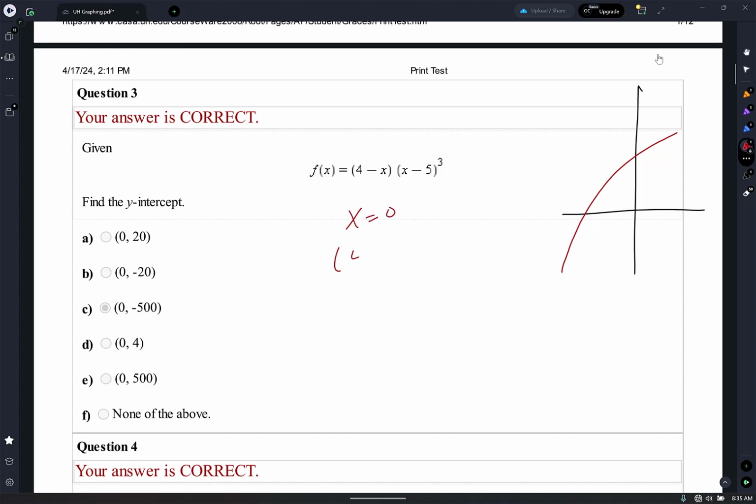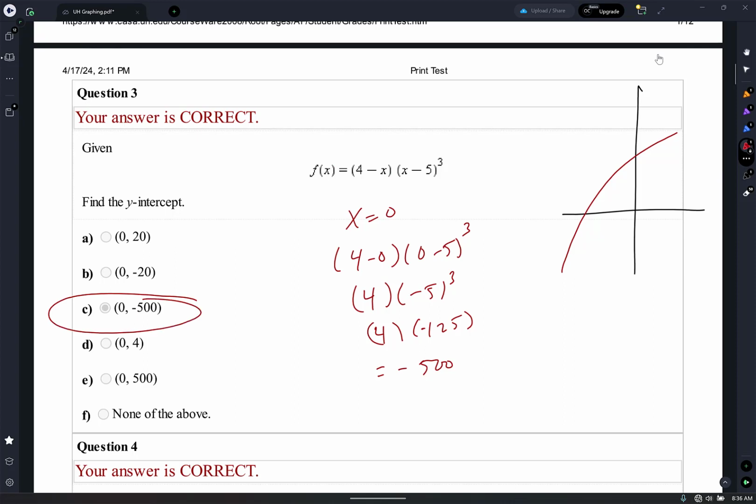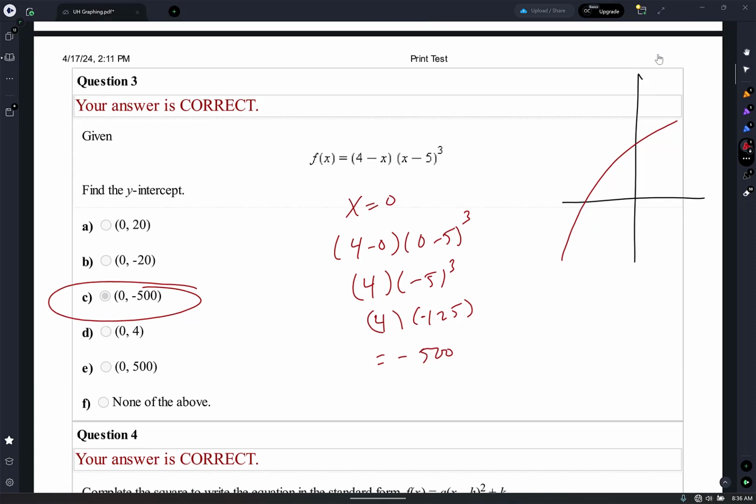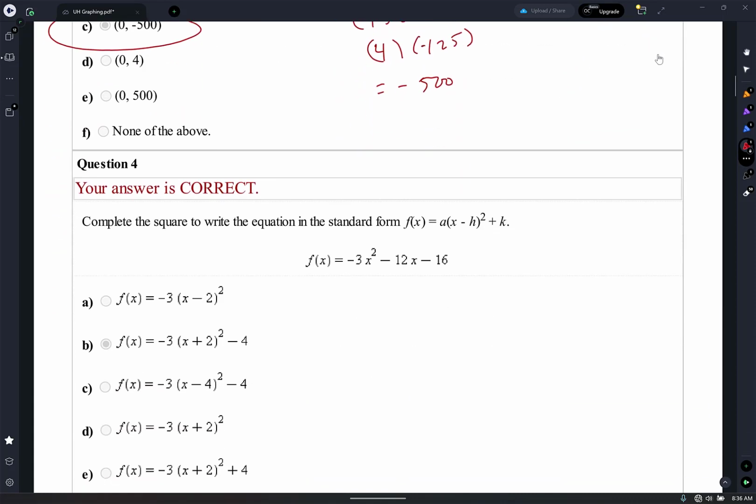Just plug in. 4 times 0 minus 5 to the third power. So 4 times negative 5 to the third power. Negative 5 times negative 5 is 25. 25 times 5, 125. Negative. Negative 125 times 4. Negative 500. There it is. Does everyone see how we did it, guys? All right. Don't worry, we're going to pass through these really quick.